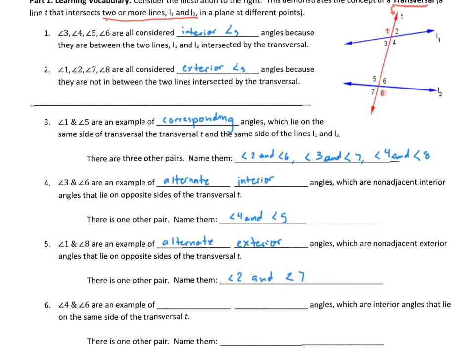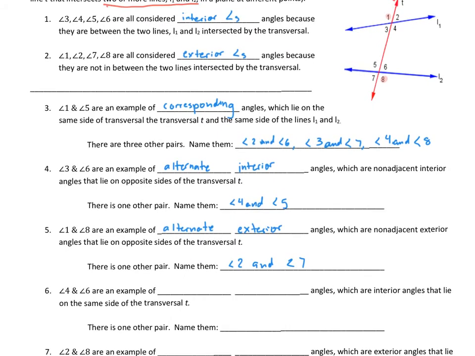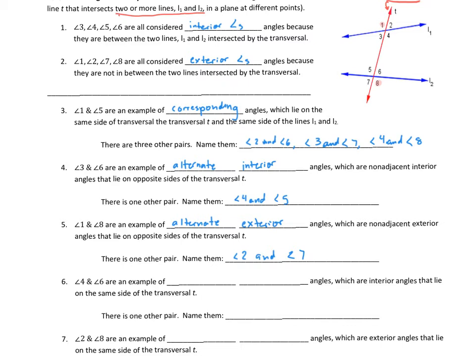Here we go. I'm going to try to keep the picture inside of the frame. Last two, we've got angle 4 and angle 6. Angle 4 is right here, and angle 6 is right here. These two are interior angles, and notice how they are on the same side of the transversal. So you could call these same side interior. Go ahead and find the other pair.